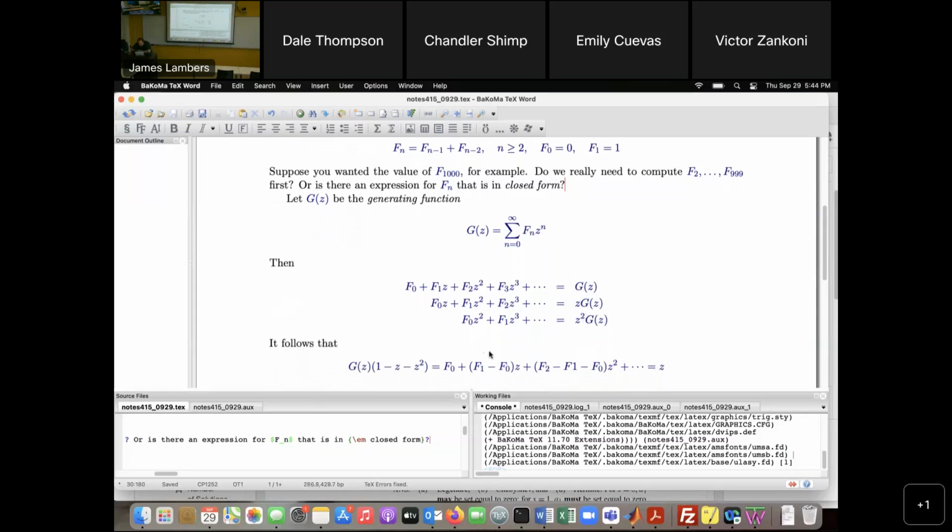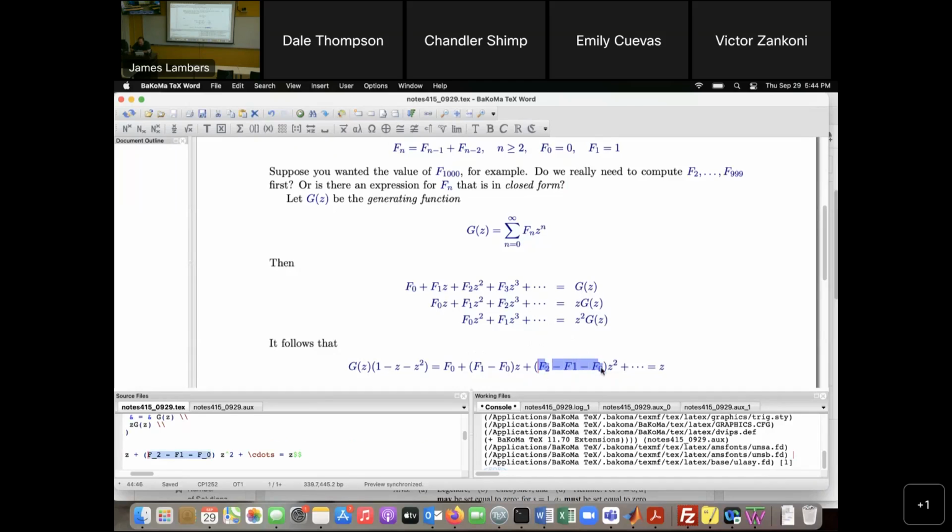Because look what I have here. The coefficient of z squared is f2 minus f1 minus f0. But f2 is equal to f1 plus f0. So this is 0.